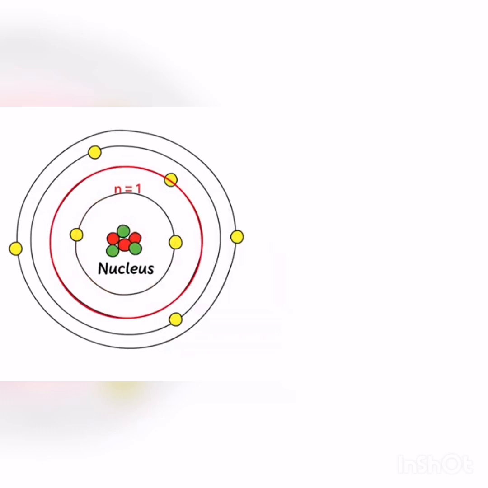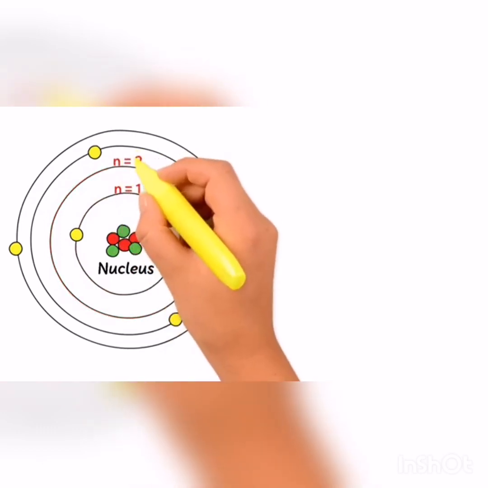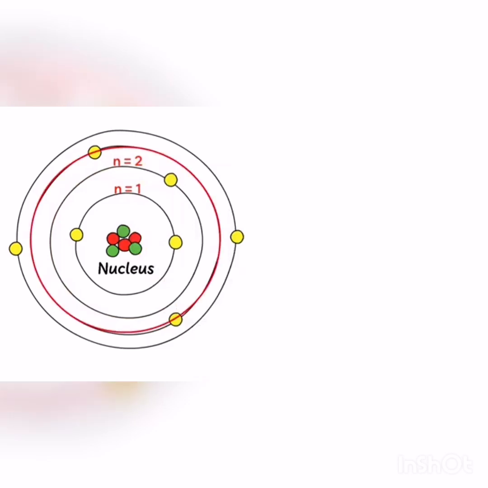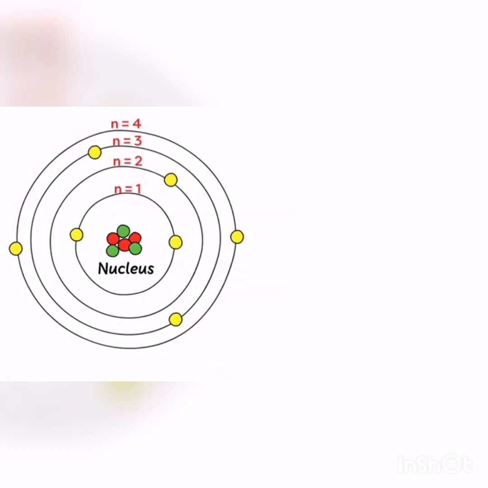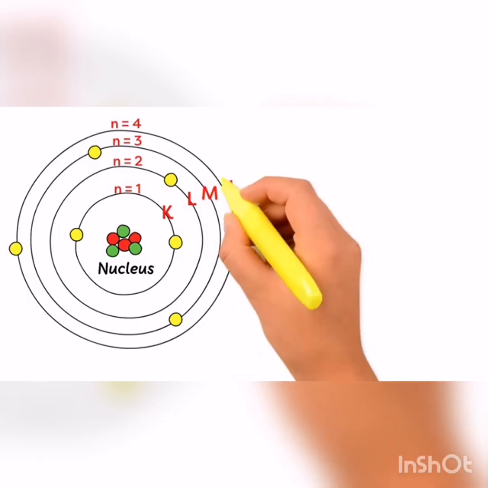This is the second shell or energy level, so we write n is equal to 2. This is the third shell, so we write n is equal to 3. This is the fourth shell, so we write n is equal to 4. Also remember that the first shell is known as the K shell, the second shell is known as the L shell, the third shell is known as the M shell, and the fourth shell is known as the N shell.